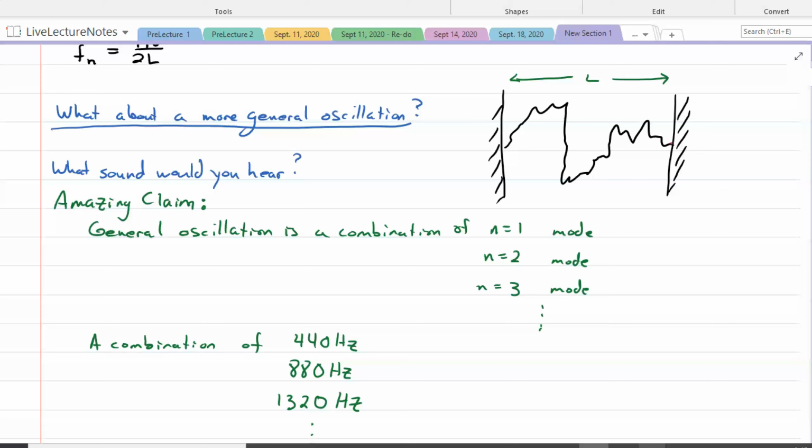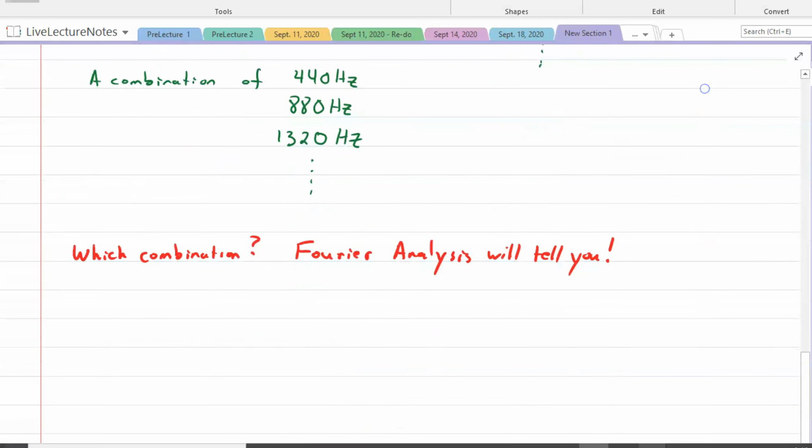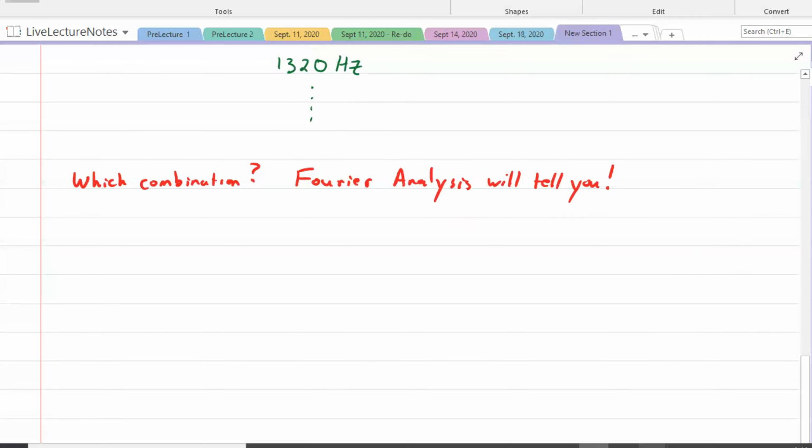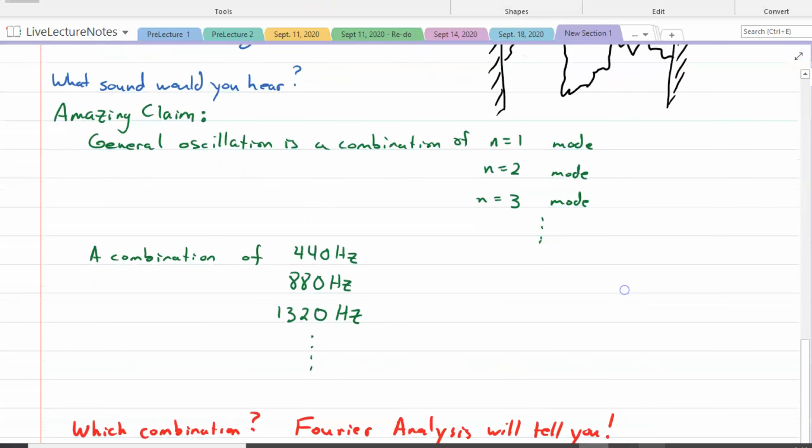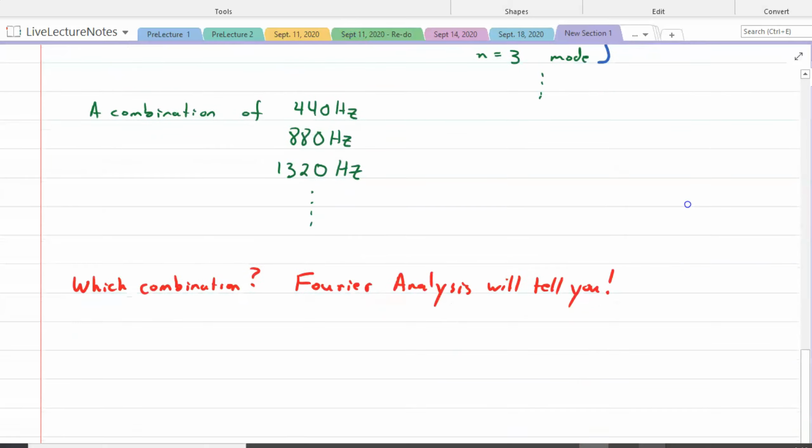And so every instrument has a different Fourier series. Every instrument has a different combination of sounds. They're all playing the same fundamental note, but they have different mixtures of all of the higher, what they call harmonics. These are called harmonics, n equals 1, n equals 2 harmonics. And so that's why different instruments sound different, because they have different combinations of harmonics.